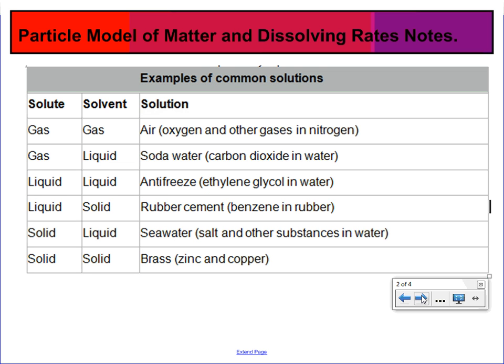We could have a liquid in a solid. For example, rubber cement is benzene in rubber. We could have a solid in a liquid, like seawater. Salt and other substances are in the water. Or we could have two solids mixed together, like brass, which is zinc and copper.